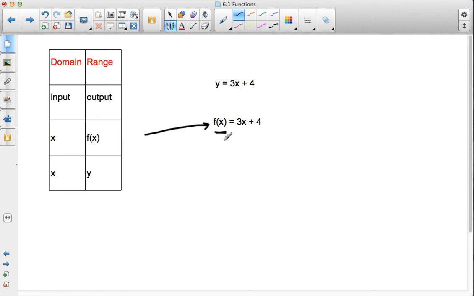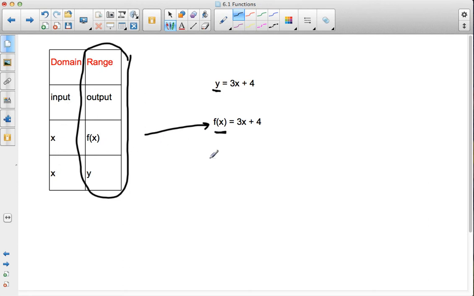That really just means, that's another way of saying y. So the output, f of x, y, these are all the same. These are all related together. They're pretty interchangeable and you will see them used. They all represent the same thing. And then the domain is your input, that's your x value, that will still remain as your x value.